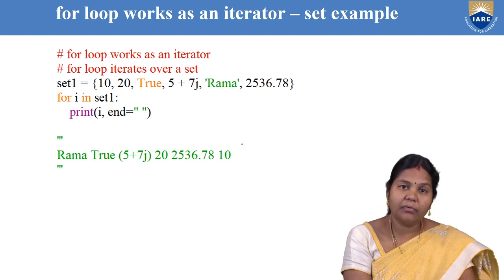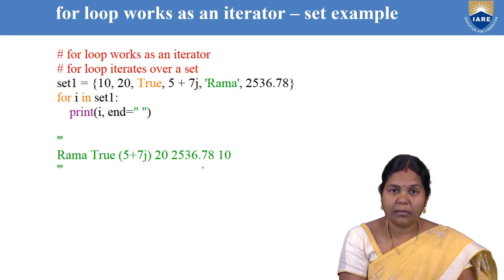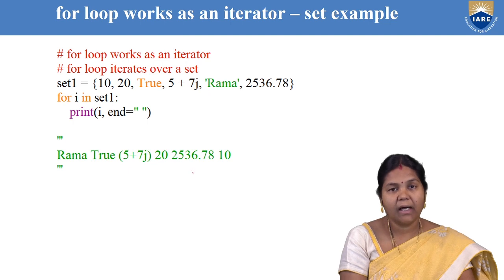If you write a for loop and display the contents of the set, it will display the items in random order. You can see here the first item is a string, the second item is a boolean value, but in the original set it is in a different order because it is an unordered collection. So the output will vary.